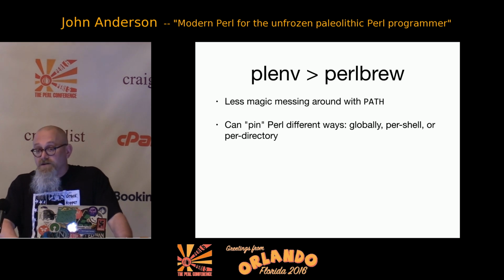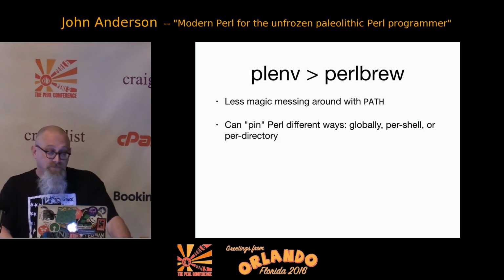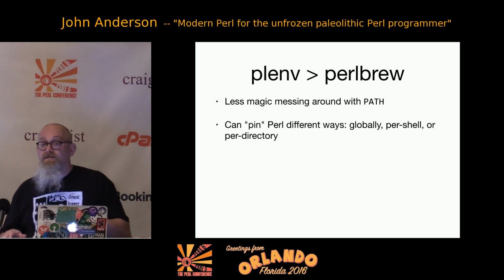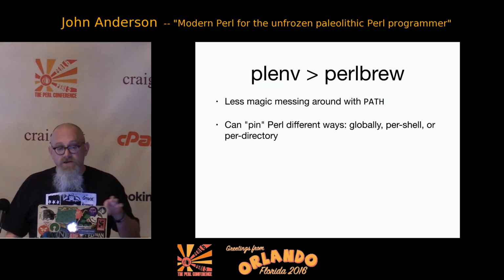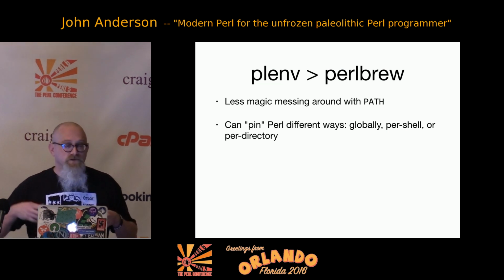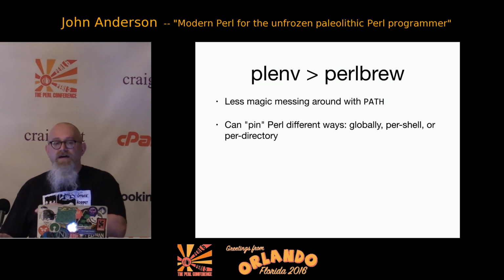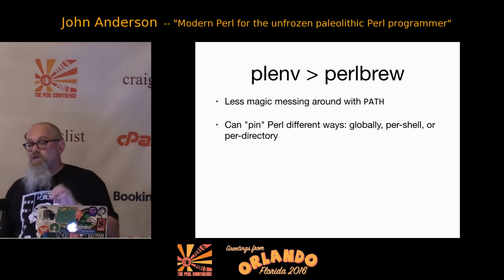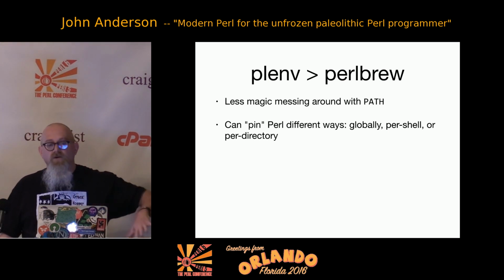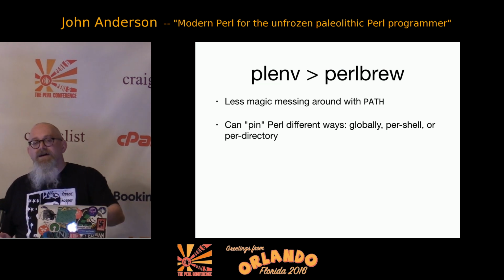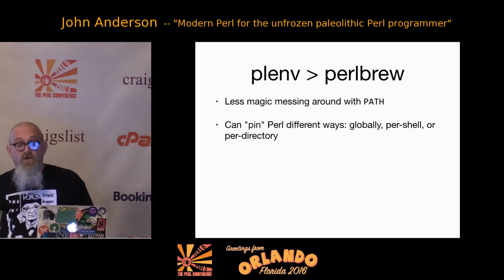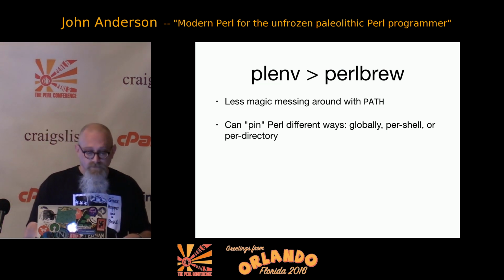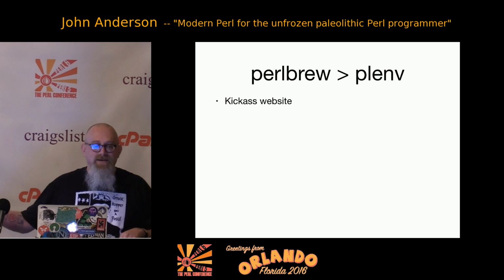plenv has a few advantages over Perlbrew, and personally that's what I use. It does less magic messing around with your path, and in the way it's implemented. And you can pin Perl in 3 different ways. You can set a global Perl version that all your shells will get. You can set a per-shell version if you just want to change the version in your current shell session and have that change go away after you close that shell session out. Or you can pin a version per project on a directory level. So if you have one old project that still requires 5.14 or 5.6, God forbid, you can set it up so that when you cd into that directory, everything under that point will use that older Perl while you still use newer Perl everywhere else. Perlbrew does have one advantage over plenv. I really like that website.